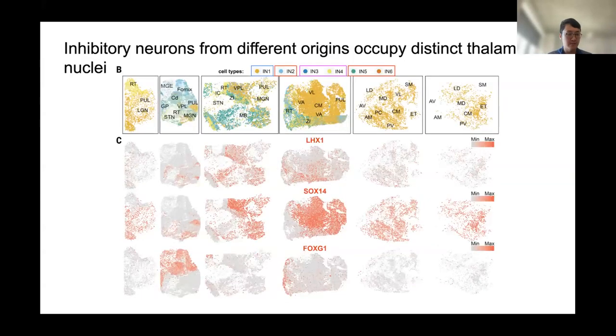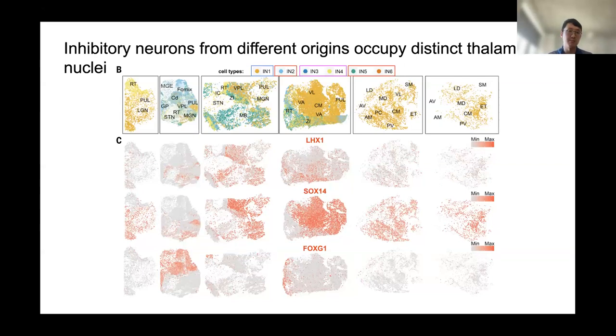Going into the diversity of the inhibitory neurons that we observe, based on our single cell atlas, we identified approximately six inhibitory neuron subtypes, and I boxed them in three different colors based on the different origins that they come from. The box in red at the top, IN2, 5, and 6, are forebrain derived, and this is based on FOXG1 positive expression. And the purple ones are locally derived, and they're marked by LHX1 expression.